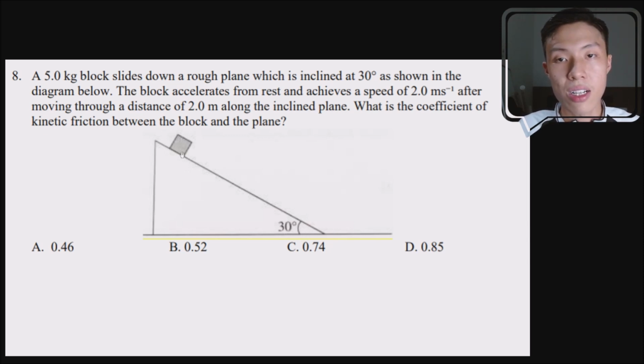So the block accelerates from rest and achieves a speed of 2 meters per second after moving through a distance of 2 meters along the inclined plane. So the block here will slide down. While it is sliding down, it should speed up, from v equals 0 to a speed of 2 meters per second. So this journey here will be 2 meters along the inclined plane. Later we will need to label this diagram to make it more complete. Then they ask for the coefficient of kinetic friction between the block and the plane.